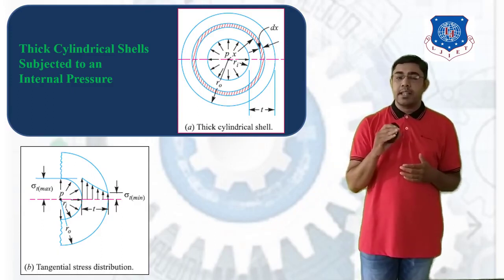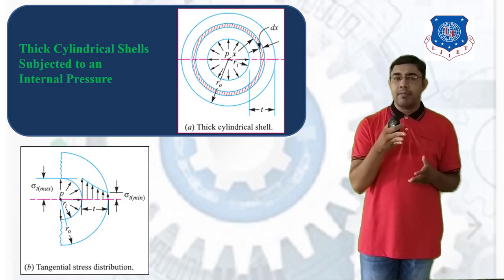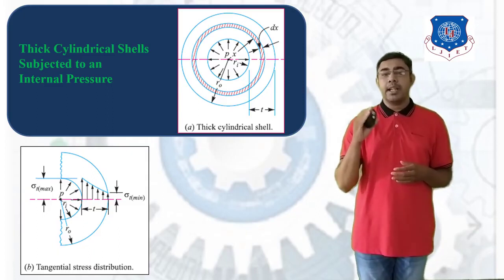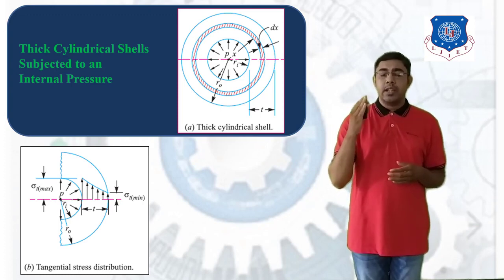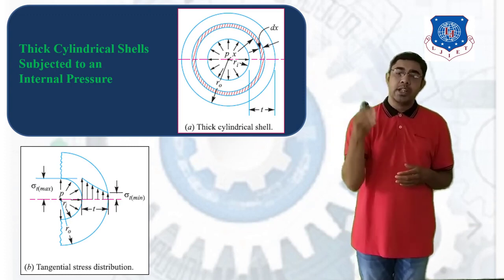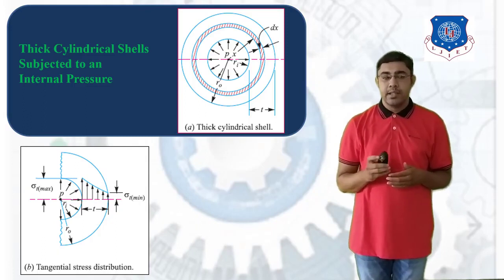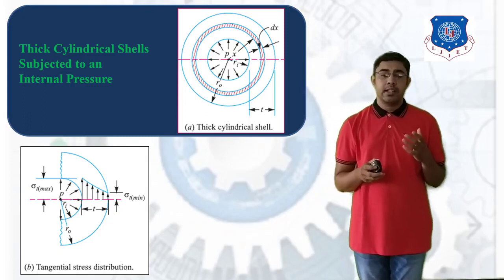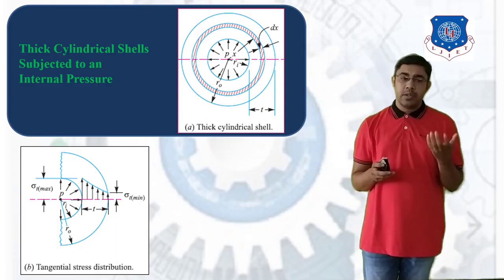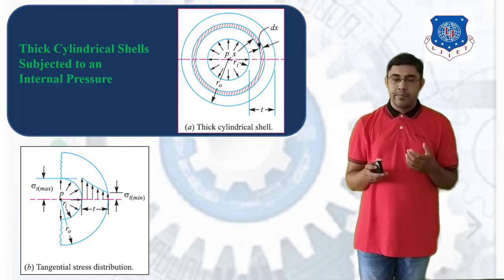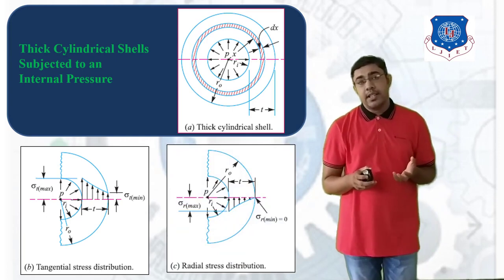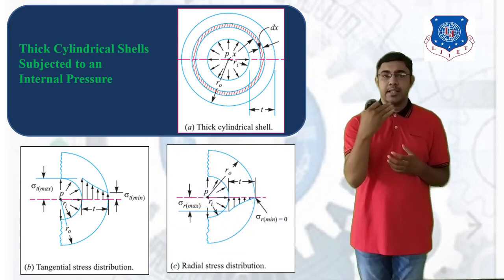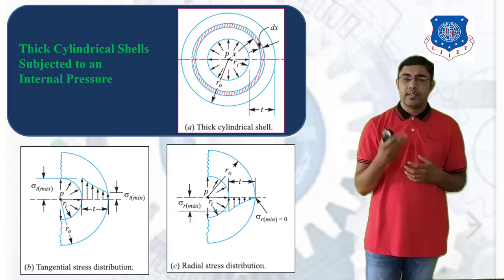So sigma T max is at the inner surface, or inner radius, of the cylindrical cell, and sigma T minimum is at the outer surface of the cylindrical cell. So here the stresses gradually decrease, and you can see this in the figures. Now consider the radial stress distributions, same as the tangential stress distributions.